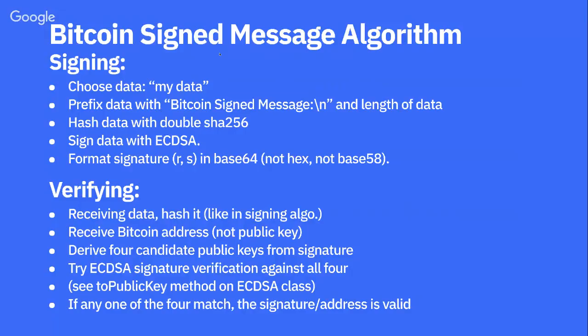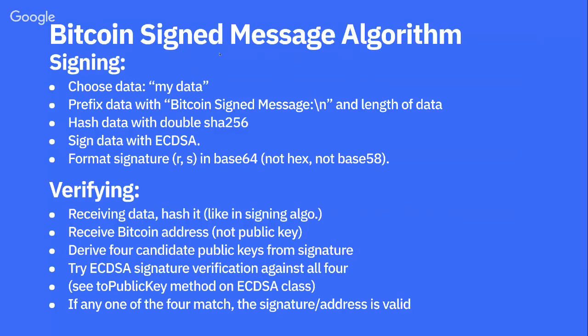And then to verify the data, you do something very corresponding. Just like ECDSA, we have signing and verifying. This is using ECDSA under the hood, but also when you receive the data, you have to prefix it with the Bitcoin signed message thing and then hash it with double SHA-256, exactly like you do in the creating the signature algorithm.